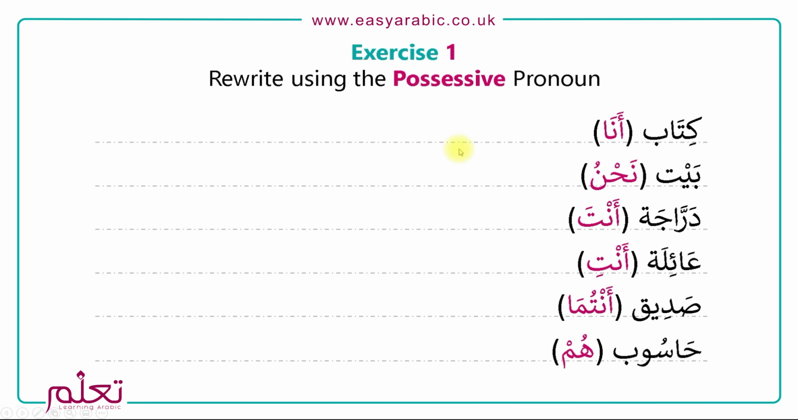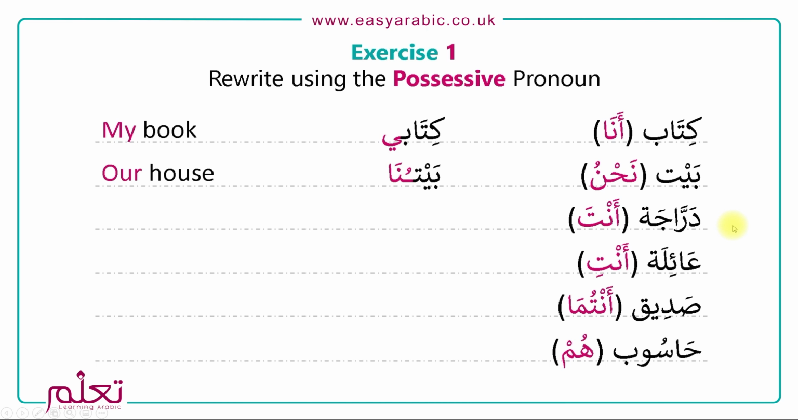Okay, so the first exercise is what I'd like you to do is to rewrite using the possessive pronoun. So here, kitab is book, ana is my book. So we just add the suffix. So here will be kitabi. So bait, nahnu would be our house. Our house would be baituna.